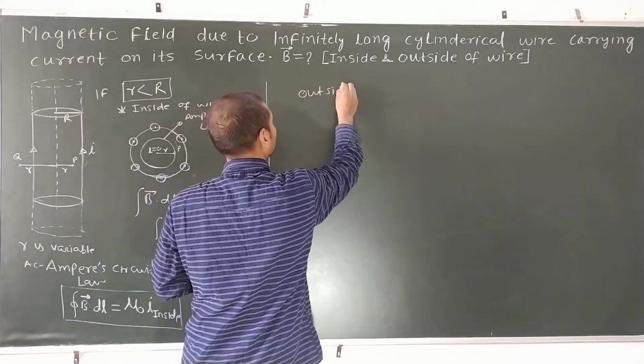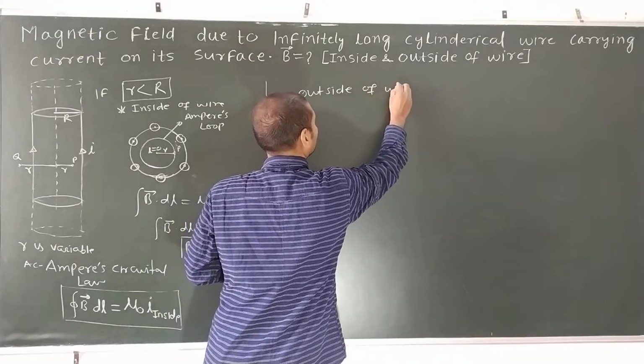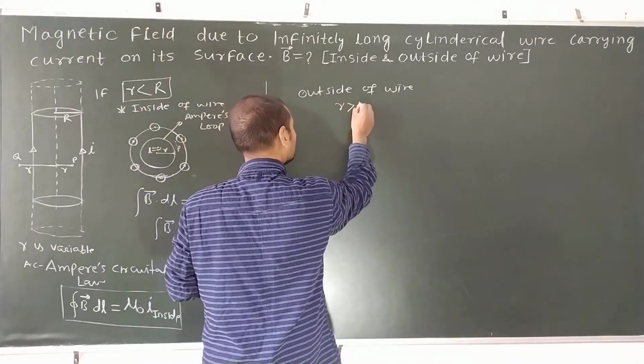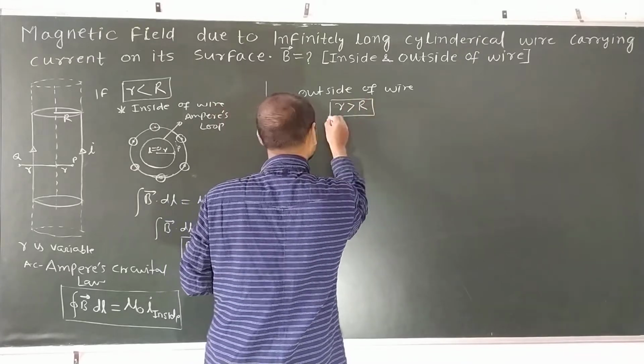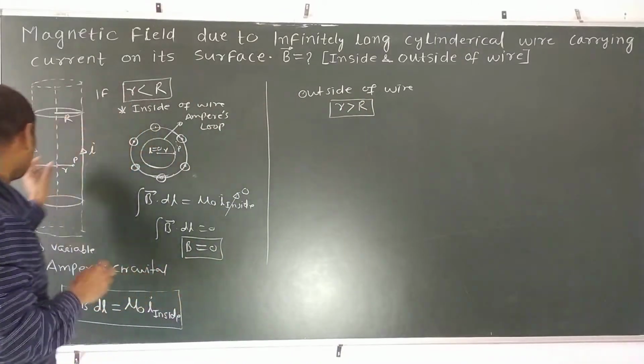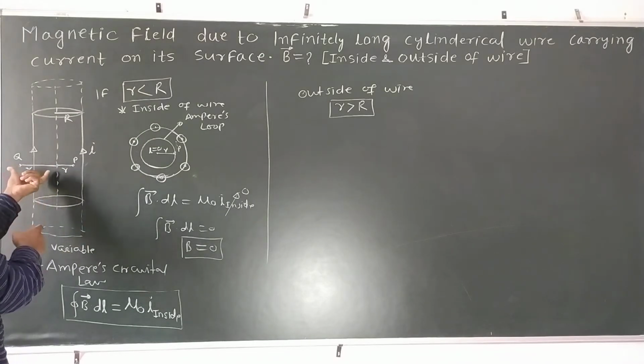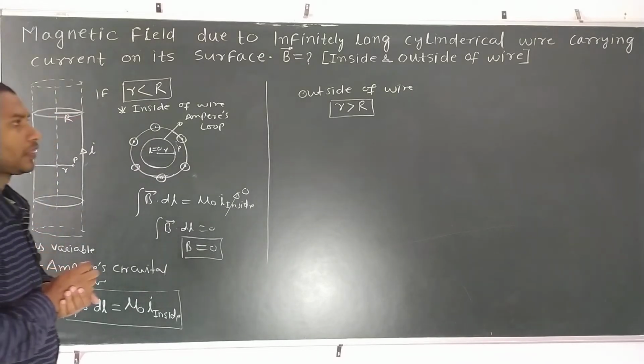Outside of the wire. Outside of the wire means here the small r is greater than the capital R. Here the small r is the distance of point q from the center, and it is greater than the radius of the wire.